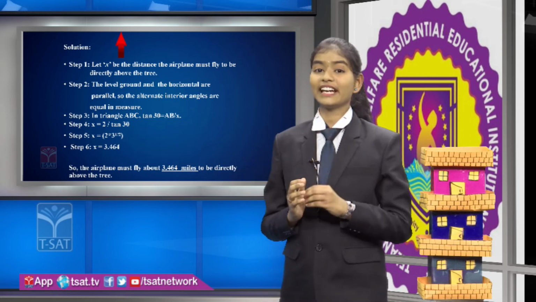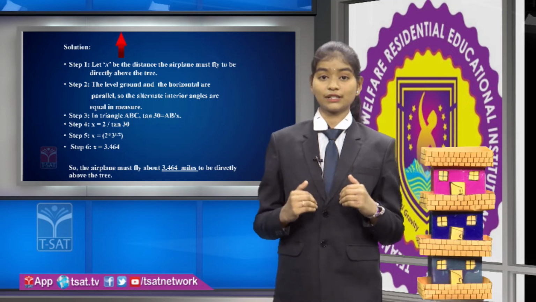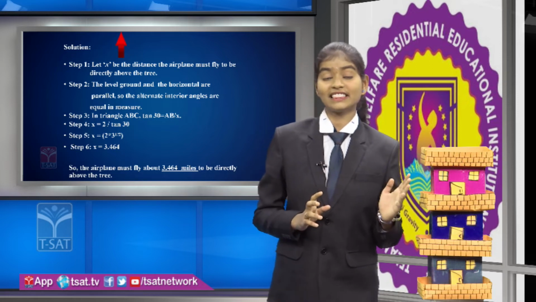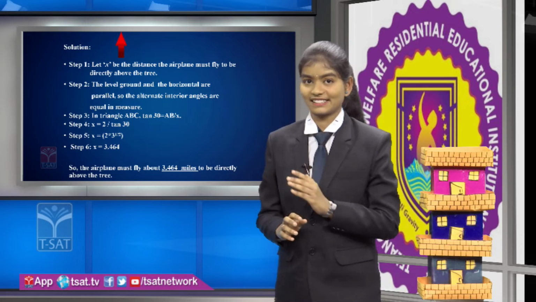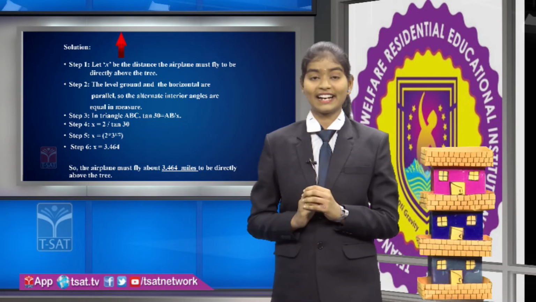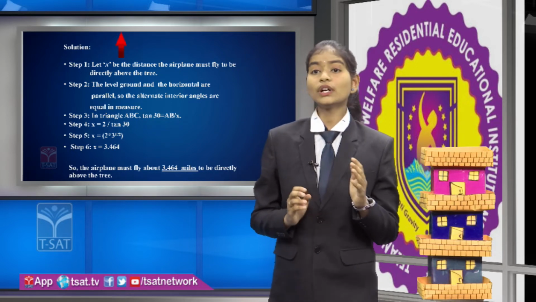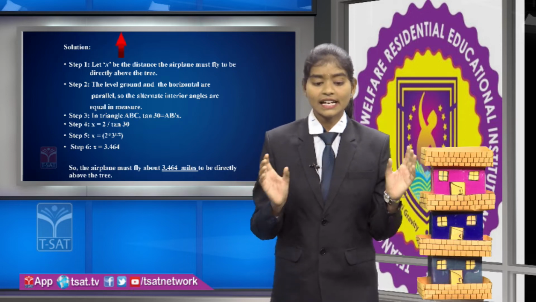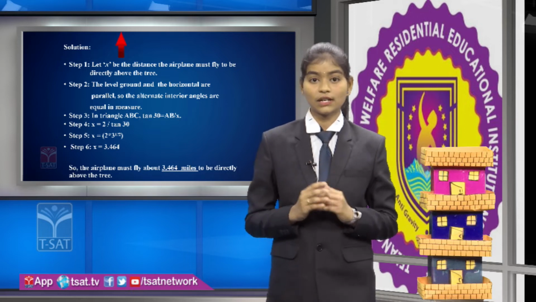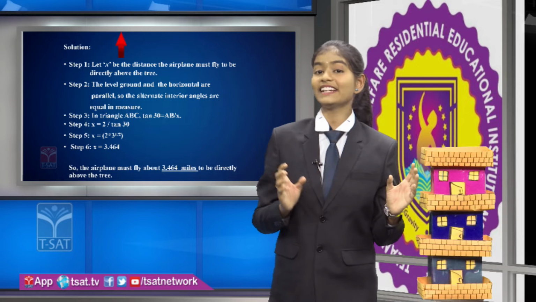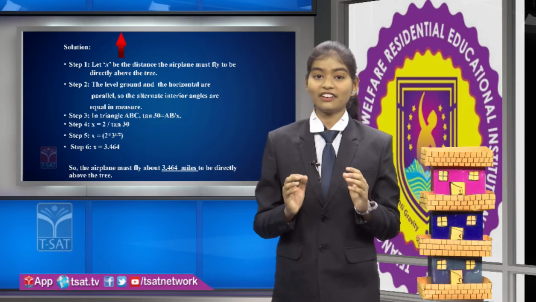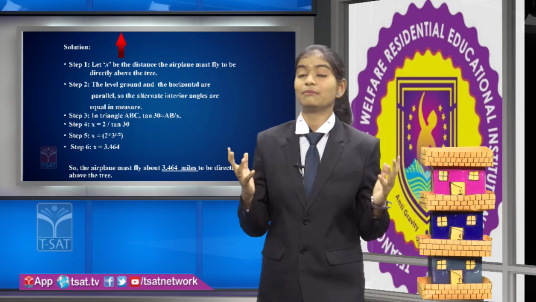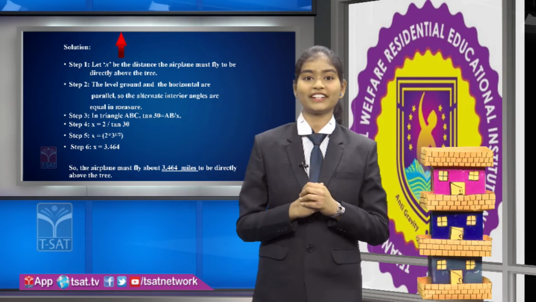Friends, here they gave the angle 30 degrees. Let us assume that the distance between the airplane and the tree is x. So tan 30 is equal to 2 by x. So x is equal to 2 into tan 30. Then x will give you 2 into root 3. Then the distance between the airplane and the tree is 3.464 miles. Friends, till now we have seen the basic fundamentals and applications of trigonometry.